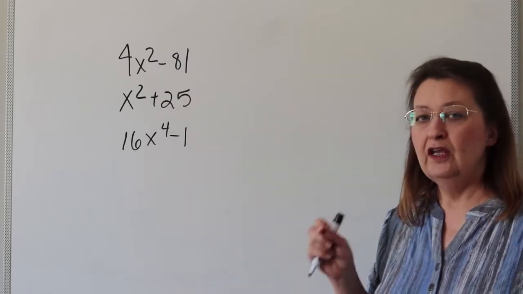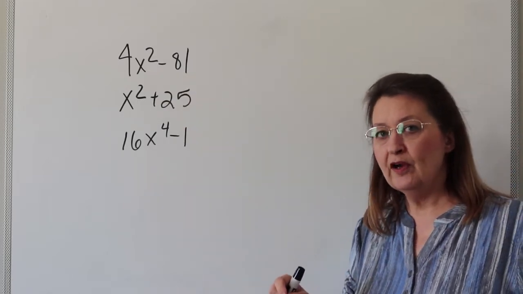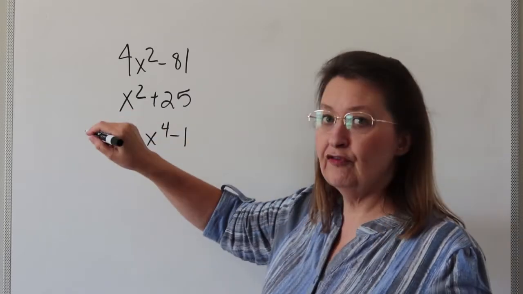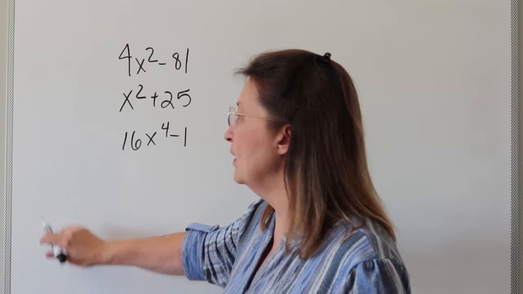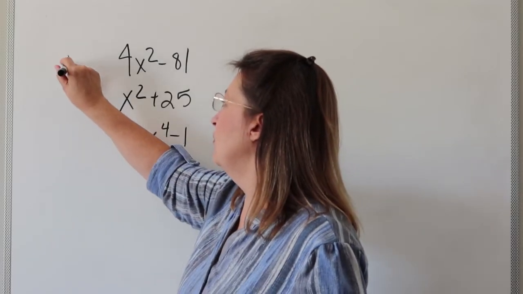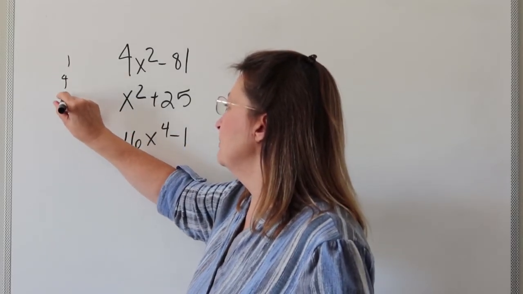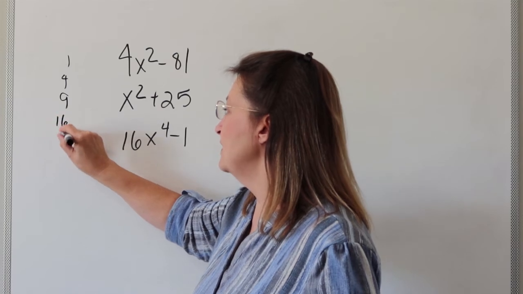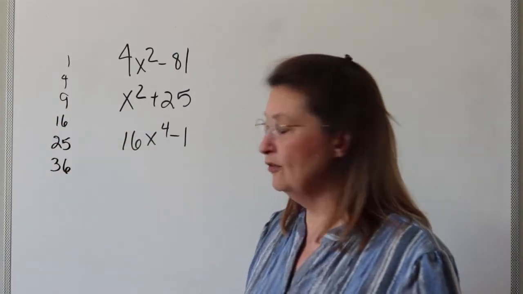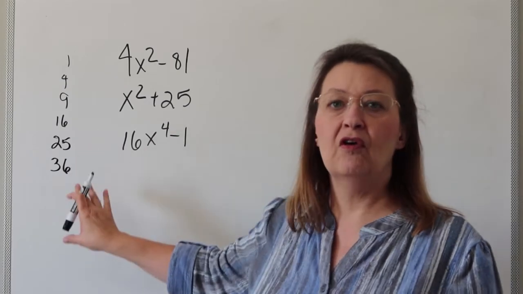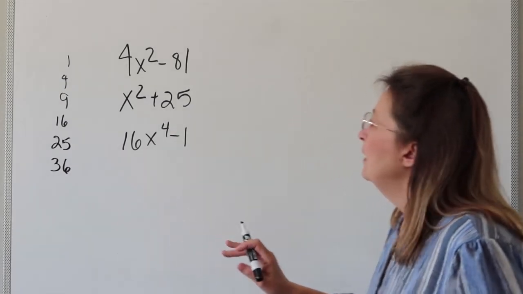Do I have two perfect squares? Yes, I do. If you're fuzzy on what your perfect squares are, then you might want to make yourself a little cheat sheet off somewhere. Just make a list of all the perfect squares. That would be 1, 4, 3 times 3 is 9, 4 times 4 is 16, 25, 36, and however far down you want to go. But these are all your perfect squares.